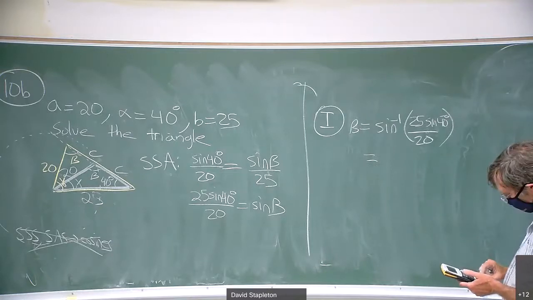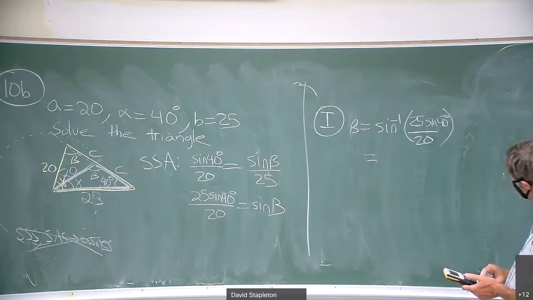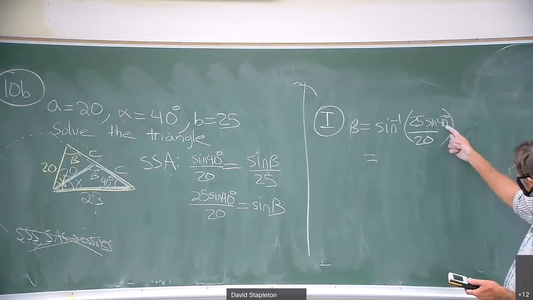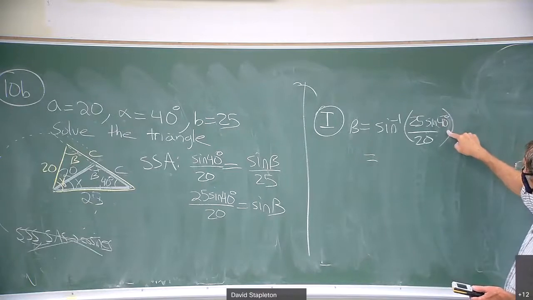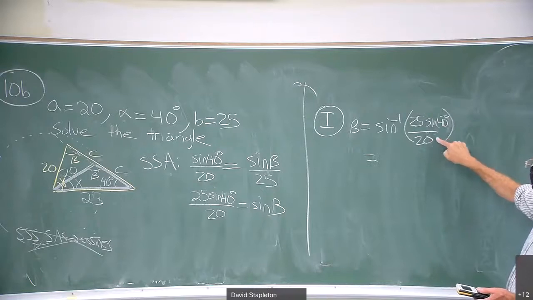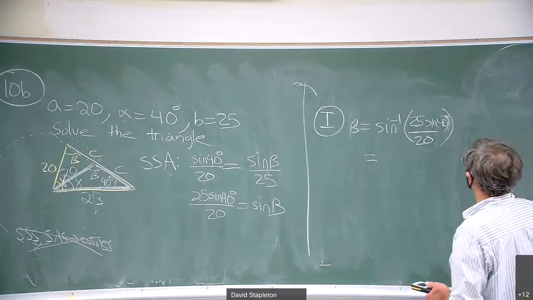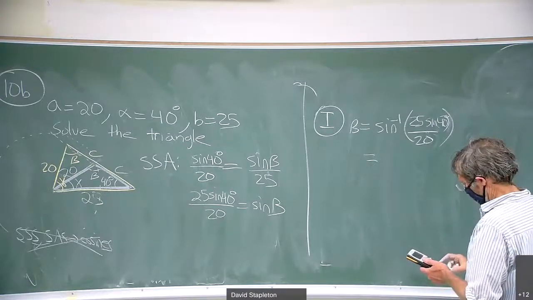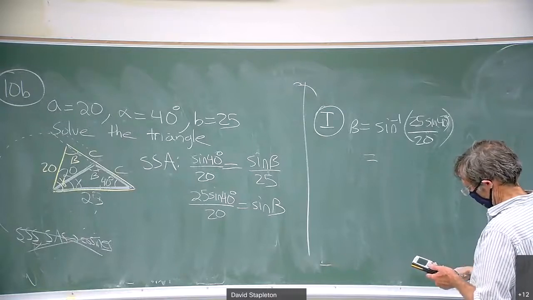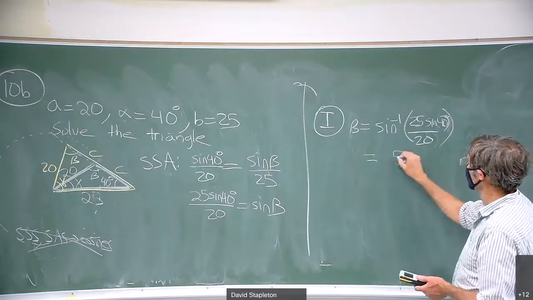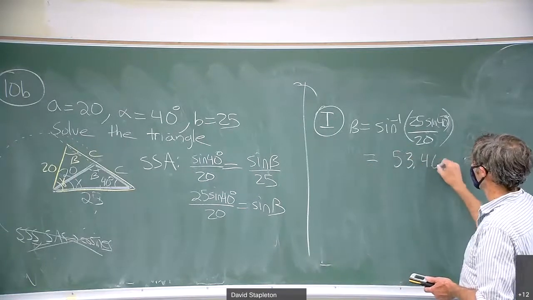Inverse sine 25 times sine 40. Make sure you close your parentheses after this. If you don't close the parentheses, but leave it open, on some of these old calculators, it'll take the sine of 40 degrees over 20, right? And close the parentheses automatically. It'll take the sine of 2 degrees. You don't want that, right? So close your parentheses here. 25 sine 40 close, divided by 20. And now I get 53.46 degrees. Suppose I'm rounding to 2 decimal places.